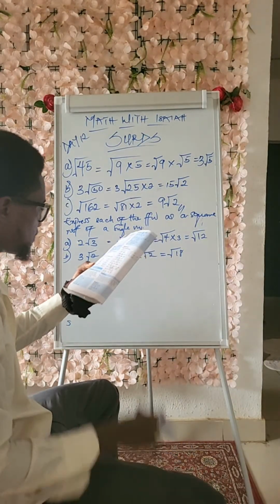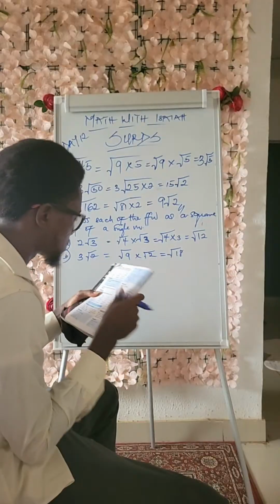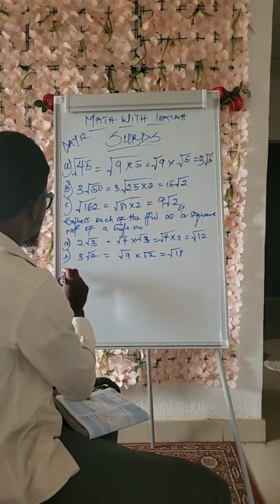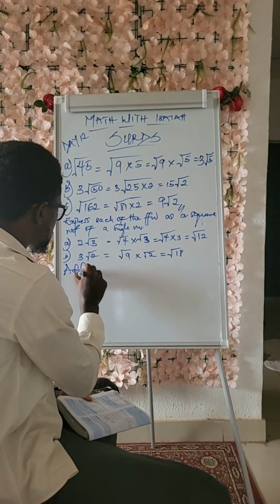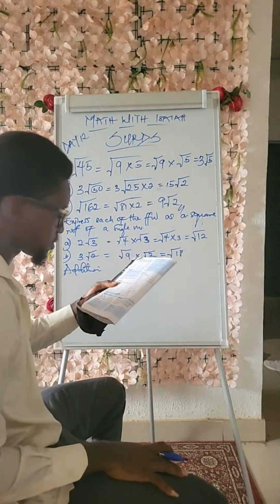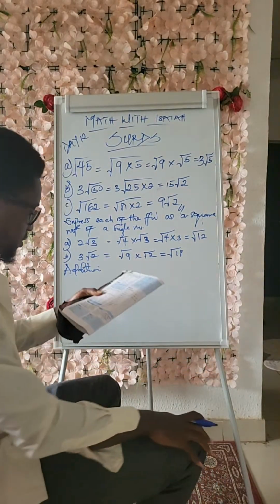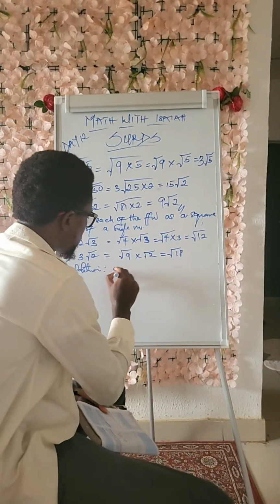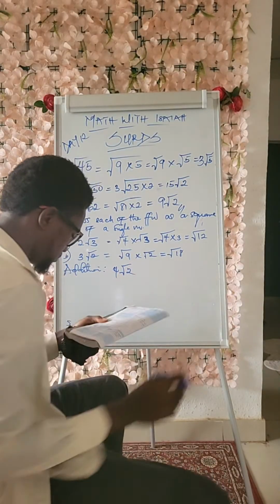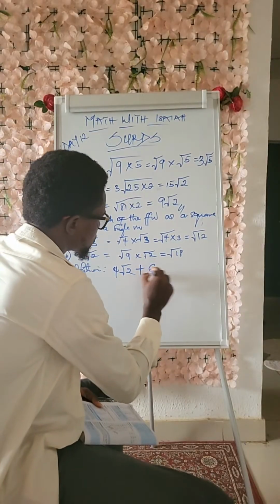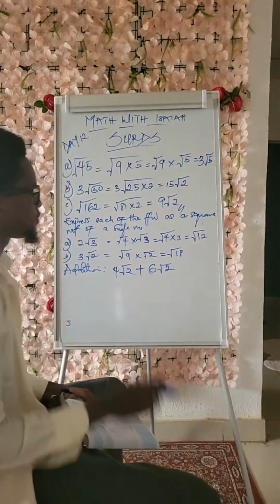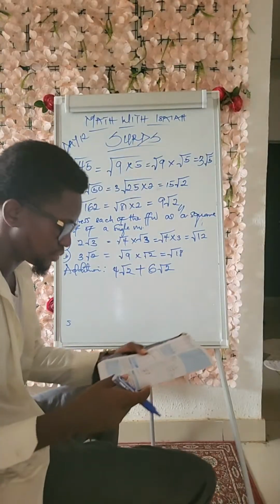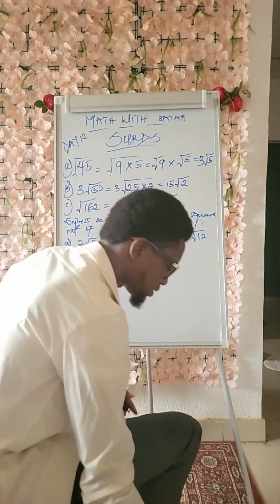Now, okay, so let's do this. Now let's do addition. Let's do addition. Alright, so we have number 1, 4 root 2 plus 6 root 2. Now 4 root 2 plus 6 root 2. Now how do you add something like this?